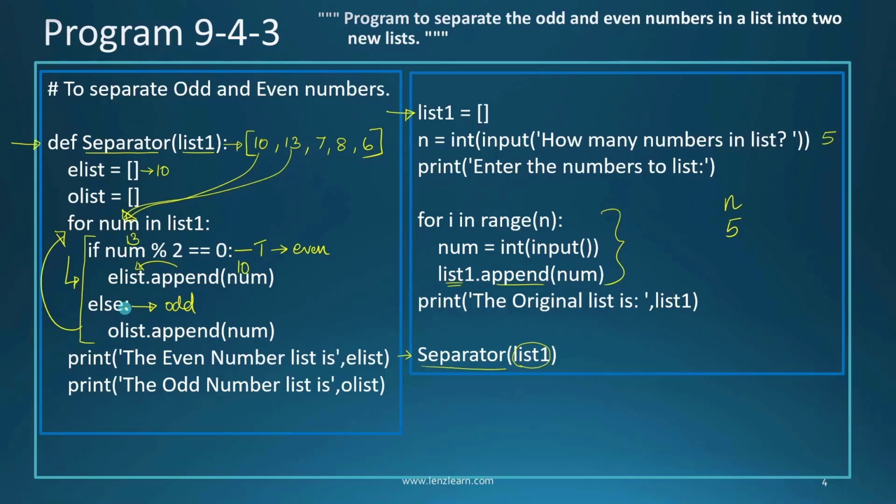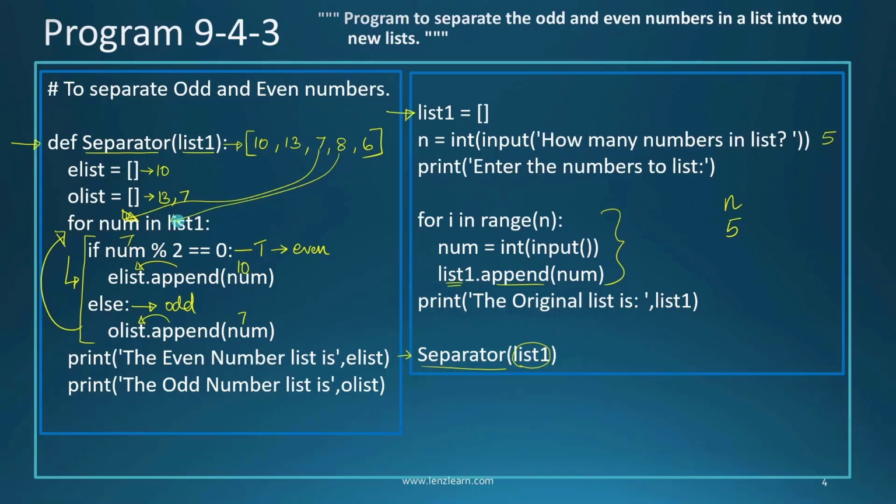So now the control will come to else because 13 is an odd number, and now you are appending 13 into OList. So now the odd list will have the first value entered as 13. So now the next value 7 will be loaded into num. 7 modulo 2 equal to 0 is false. Control will come to else. So now 7 will be appended into OList.